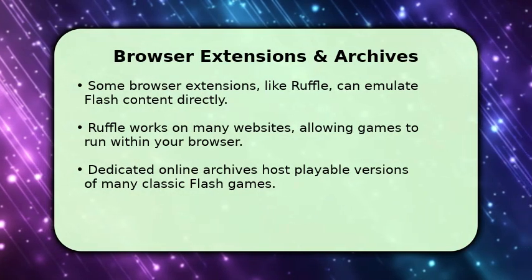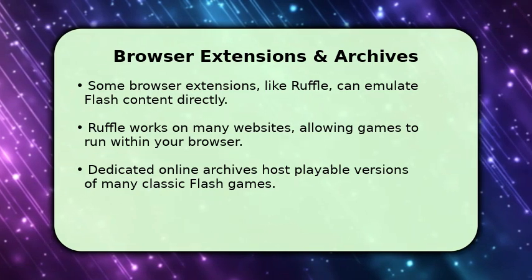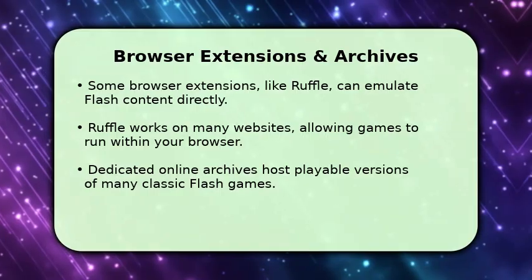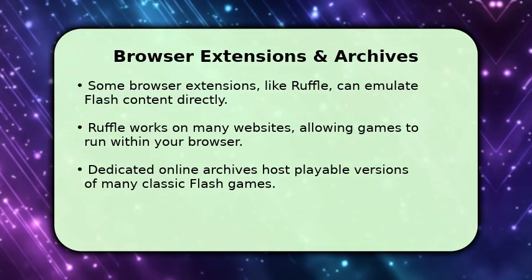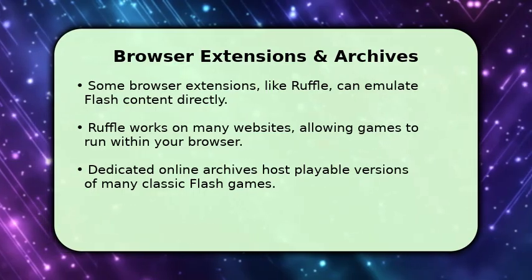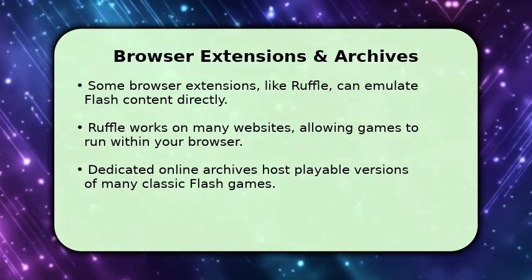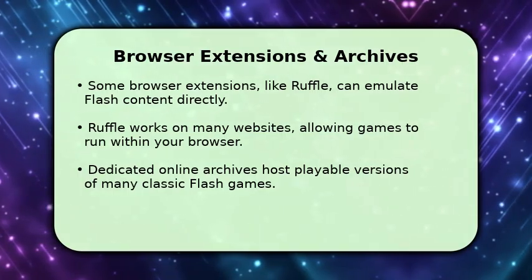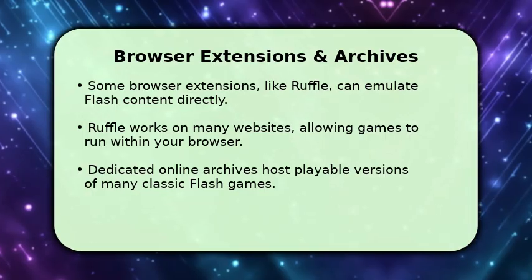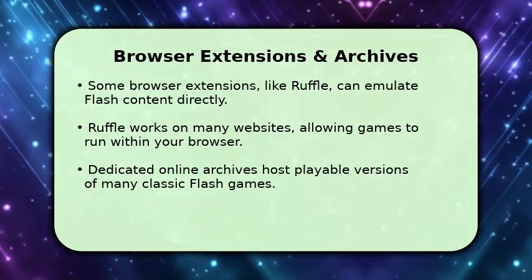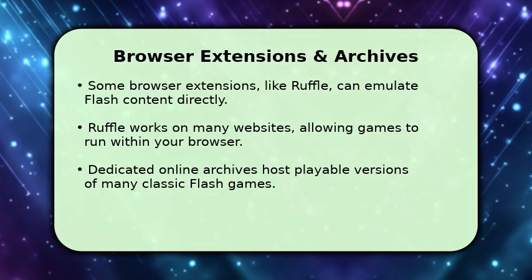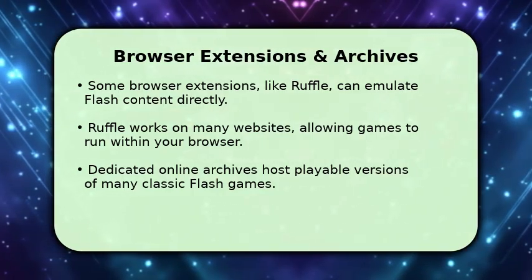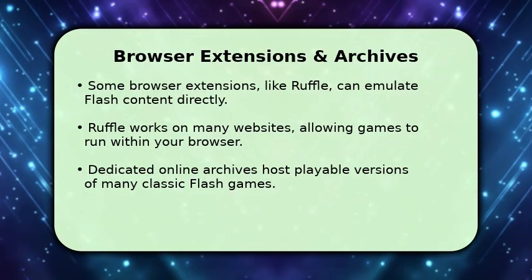Another excellent option involves using browser extensions or visiting dedicated online archives. Extensions like Ruffle can emulate Flash content directly within your web browser, allowing many games to run on their original websites. Simply install the extension, and it will often automatically enable Flash content. Additionally, several online archives specifically host playable versions of classic Flash games. These sites typically use built-in emulators, making thousands of titles accessible without needing any software downloads.